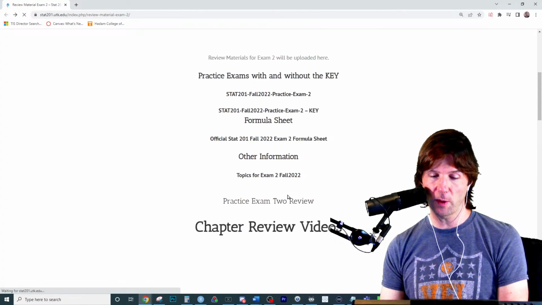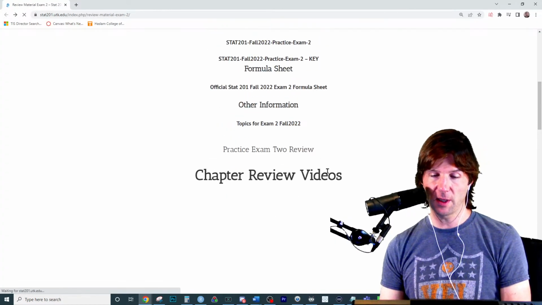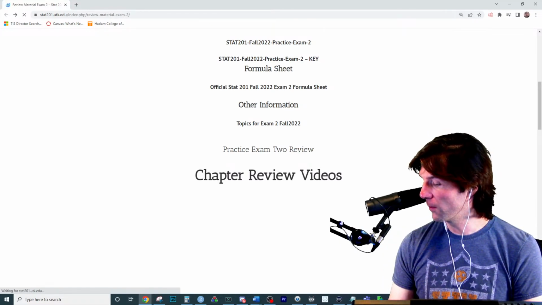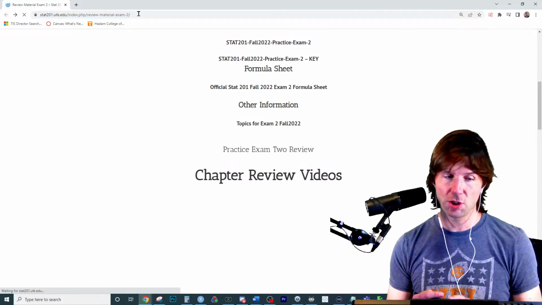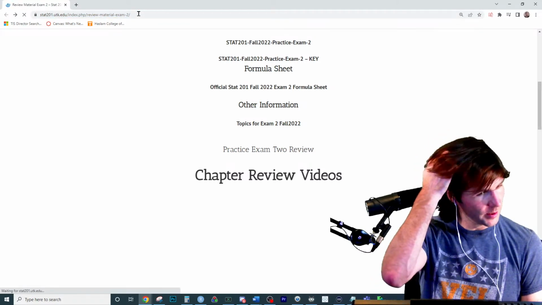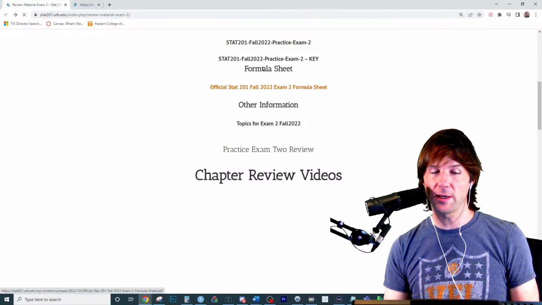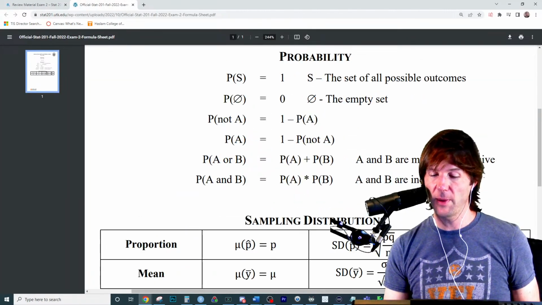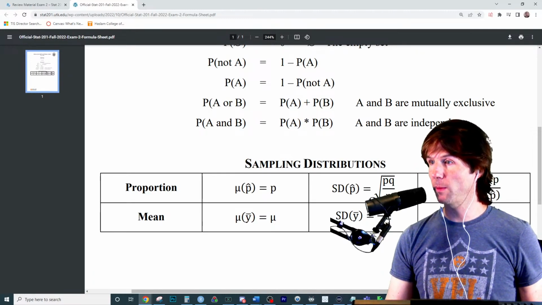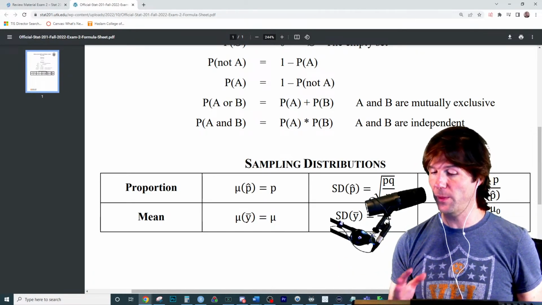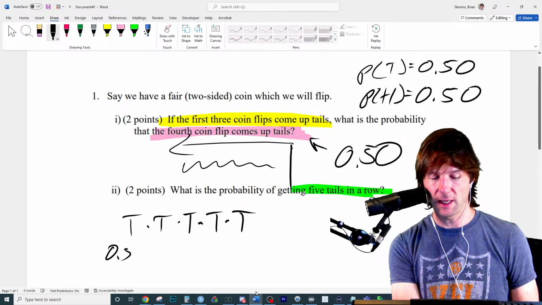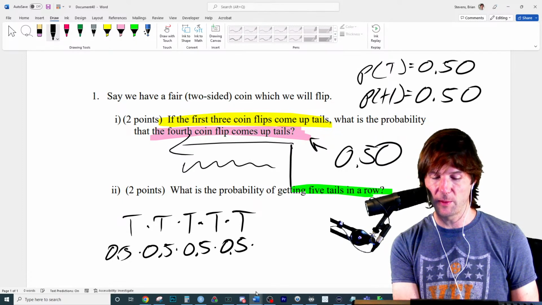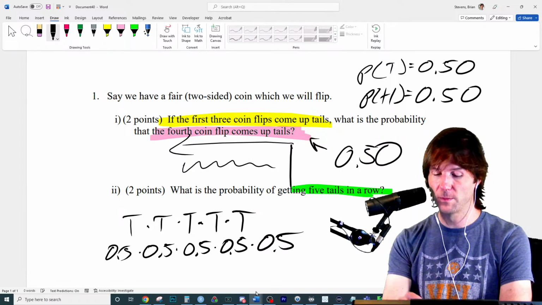And the multiplication rule requires, I don't know why the videos aren't loading. The multiplication rule requires, let me click the link again here. I wonder if the videos are broken for the moment. The multiplication rule requires that they are independent. So when we do this probability, we want to multiply each of the probabilities by each other. So let's go back to the question, and we would do the probability of tails times the probability of tails times the probability of tails times the probability of tails, and there we go.